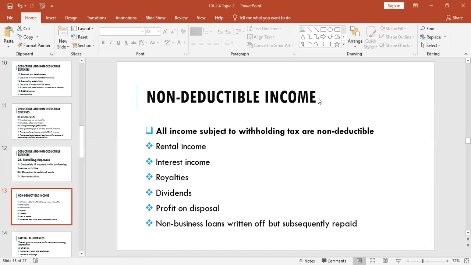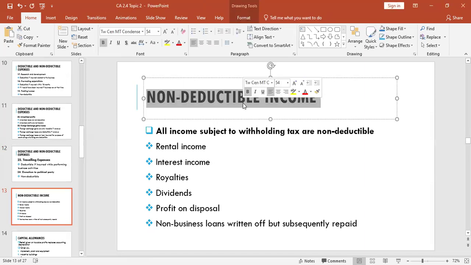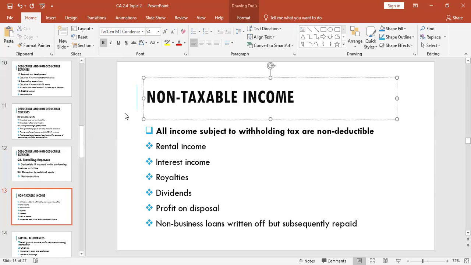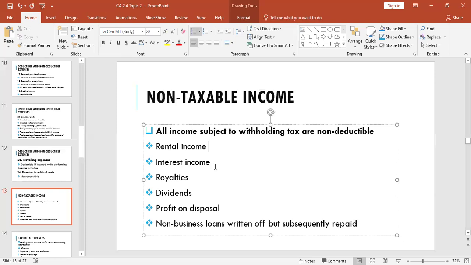So now let's look at the non-taxable income. After we adjust, we've got the net profit, then we add back the non-deductible expenses and we have the adjusted profit. When we have that adjusted profit, we need to deduct non-taxable income. The slide said non-deductible, but that was a typing error. This is income which is not taxed, not really taxed by ZRA.